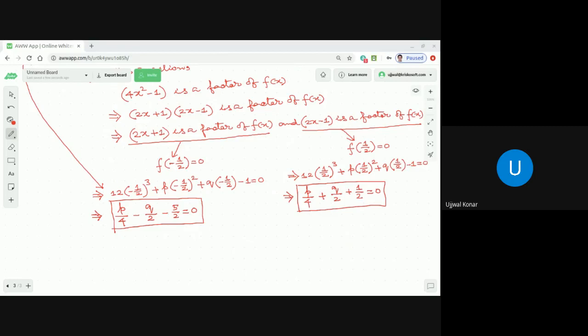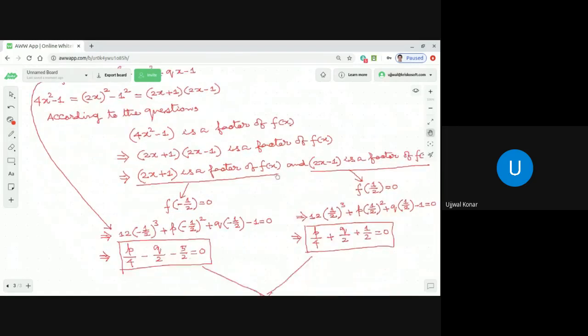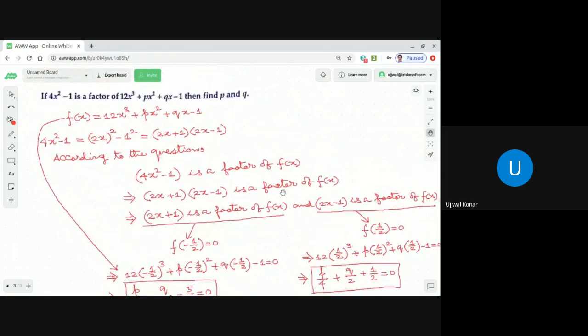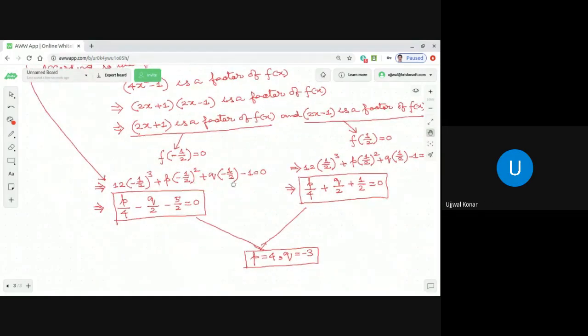And that is a linear equation. So you start solving these two equations, and you will get the value of p is equal to 4 and q is equal to minus 3. And that is the value of p and q we are supposed to find based on the question, correct? And we are able to find it out. Is it absolutely clear? Did you understand each and every point?